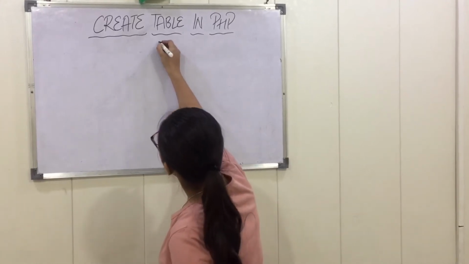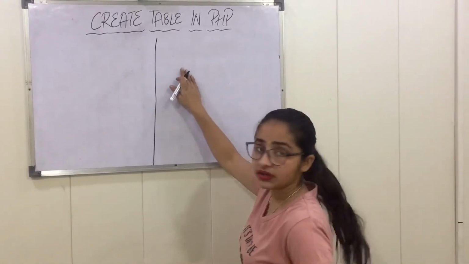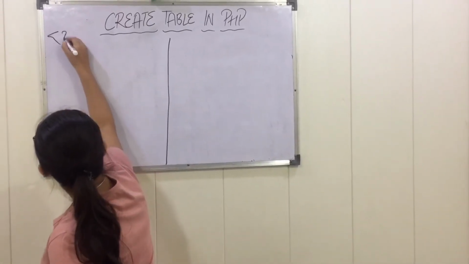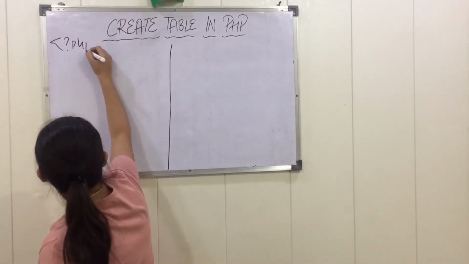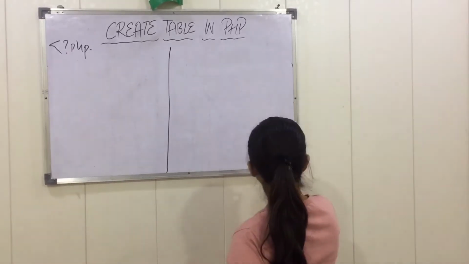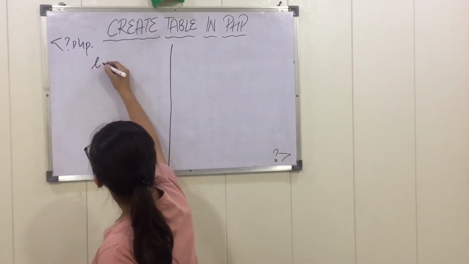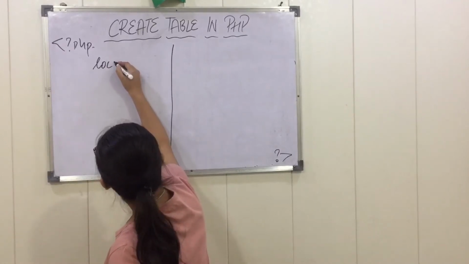So today we are going to discuss the topic how to create a table in PHP. Now we'll try an example of how to create a table in PHP with the help of coding. First of all, we have to start the PHP tag and close it. In between this, we need localhost, that is the server name.